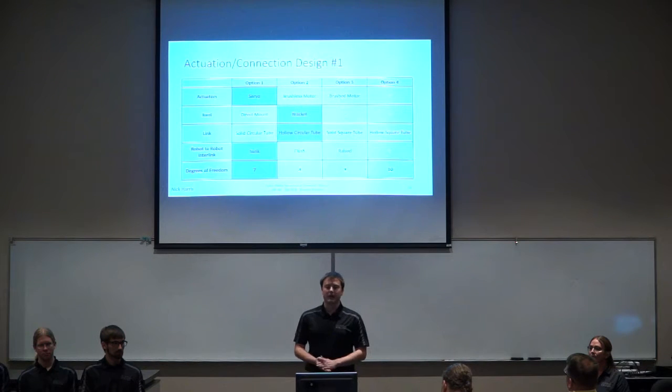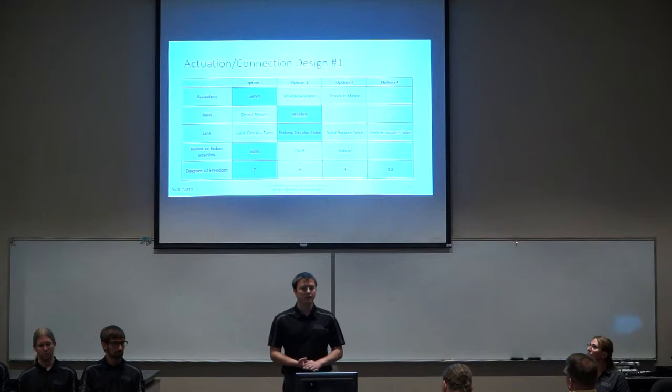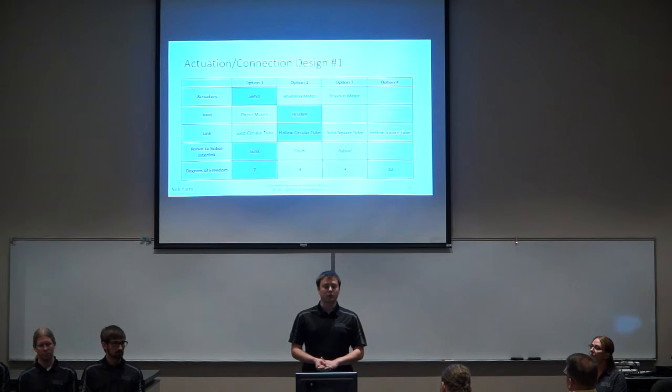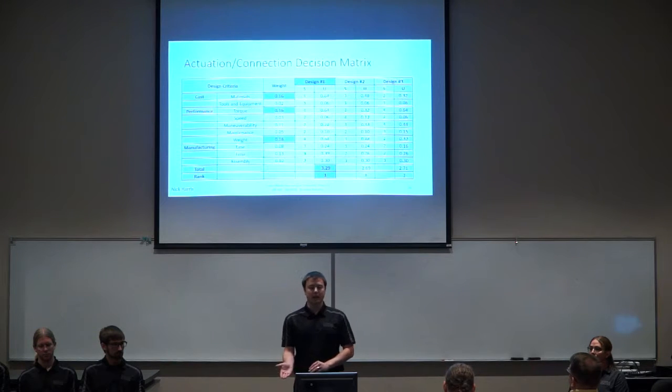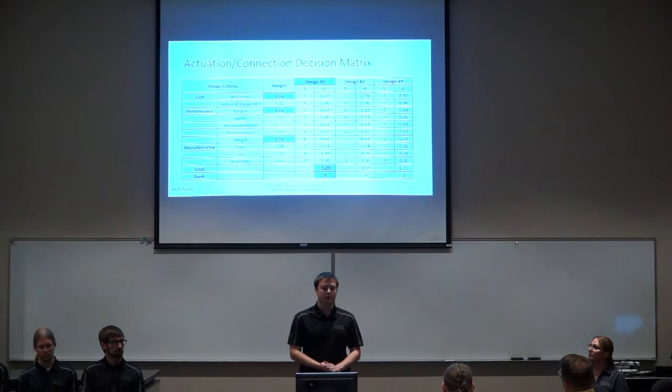So we did 3 different designs for this. And for these designs, we evaluated the actuators, the joints, so how we're actually attaching the motors to each other, the links between the joints, the robot-to-robot interlink, which is just the actual mechanical connection, and the number of degrees of freedom. And we ended up choosing design number 1 due to some of our high weights here. So the cost of the materials was tied with the amount of torque that the motors can produce, as well as the weight. And again, design number 1 was chosen.